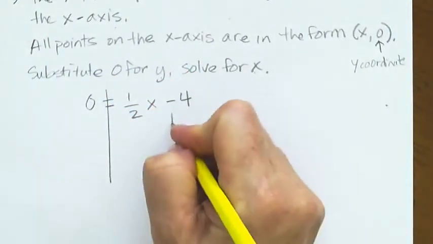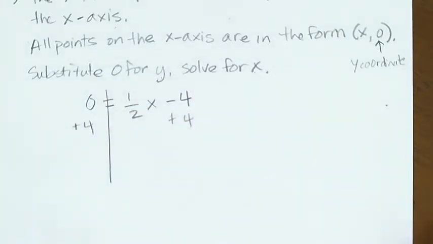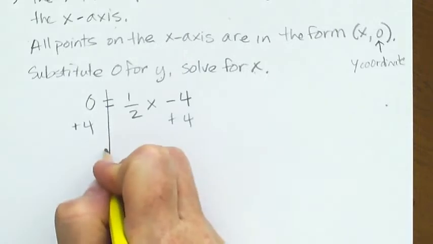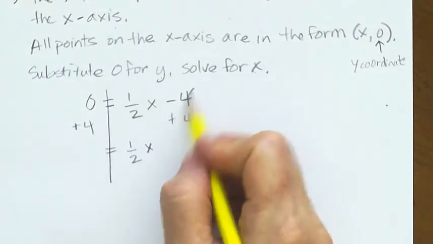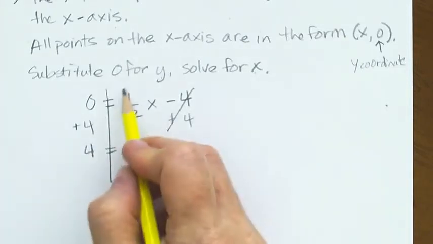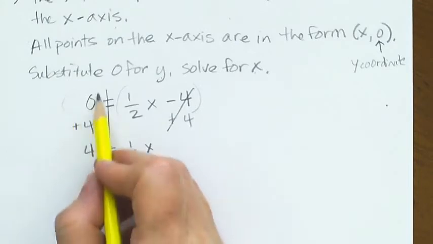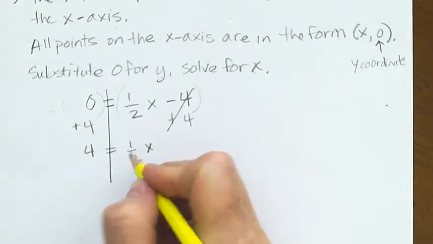So add 4 to both sides. Now there's a fraction here. You could get rid of that fraction if you wanted to. I think this one's easy enough that we can handle it without getting rid of the fraction, but you could do what I did on that previous problem and multiply this side by 2 and multiply this side by 2. That would give you 0 equals x minus 4 if you did that.